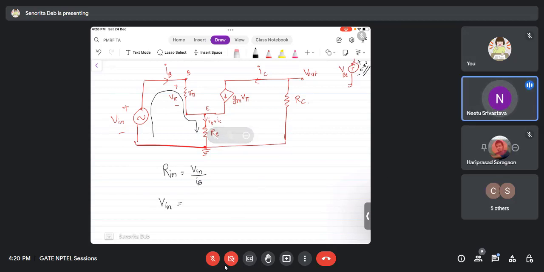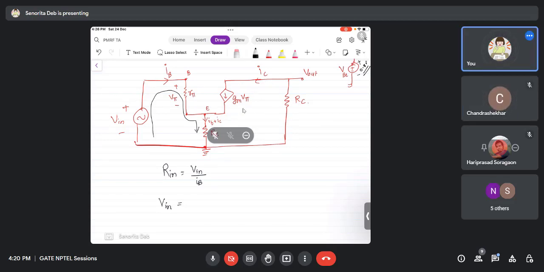Ma'am, Vin is equal to IB R pi plus RE into IB plus IC. Okay, good. Now what is IC? IC is nothing but GM V pi. So now put that value there. And then what is V pi? V pi is IB into R pi, right? So again put that value as well, and then tell me what Rin you are getting.